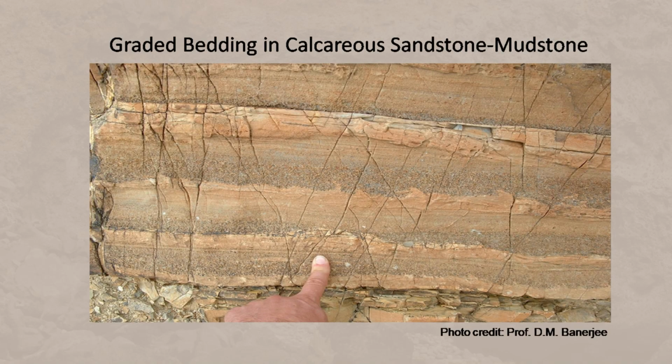There is a graded bedding in a calcareous mudstone. Now you can see there is a series of beds, one after the other. A graded bed, then followed by a parallel laminated sediment. Again graded bed, parallel laminated sediment. So this is a type of graded bed which you see in the outcrops.